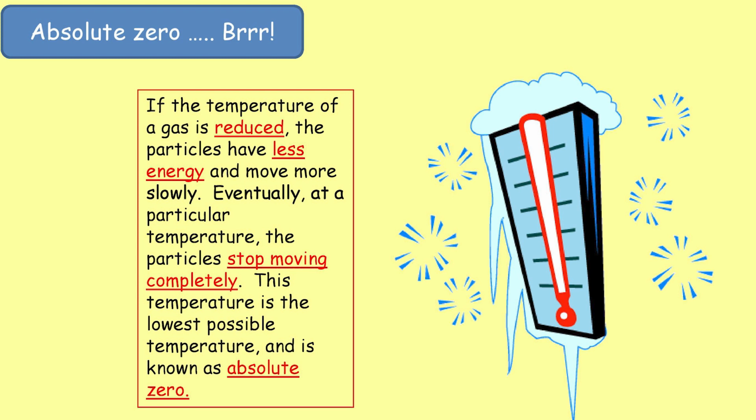Thermal expansion in gases. If the temperature of a gas is reduced, the particles have less energy and move more slowly. Eventually, at a particular temperature, the particles stop moving completely. This temperature is the lowest possible temperature, and this is known as absolute zero.